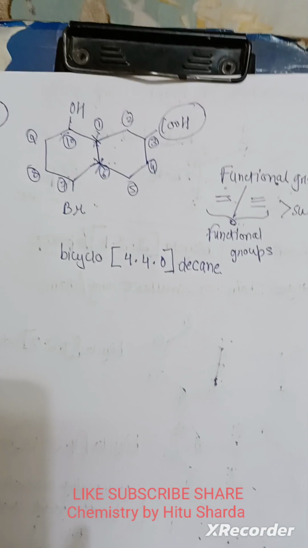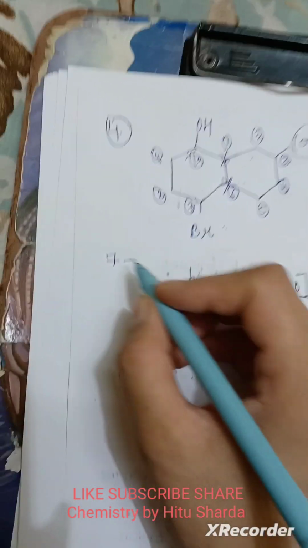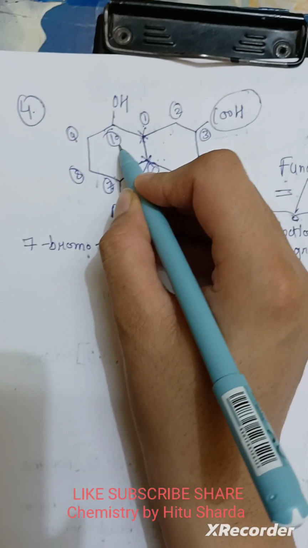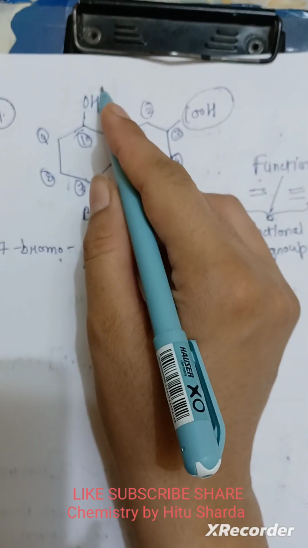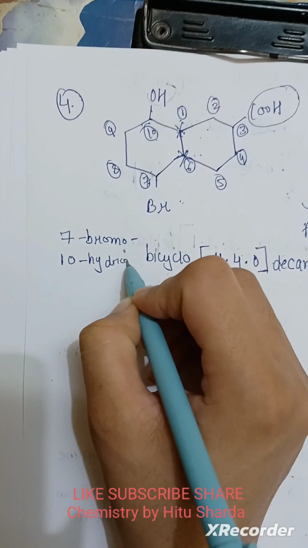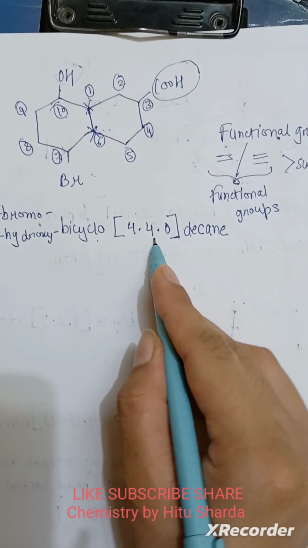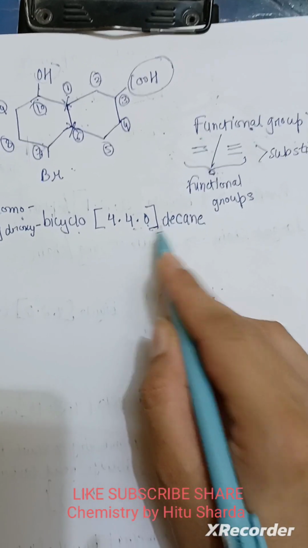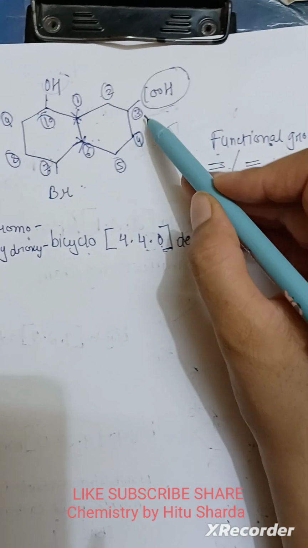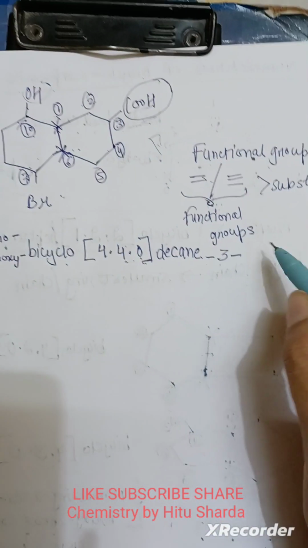So what will be our answer? That is 7-bromo, right? 7-bromo, and 10. What is the prefix for OH? That is hydroxy. So 10-hydroxy. Then bicyclo, square bracket 4.4.0 square bracket close, decane. And now what is the position of the functional group? That is 3, so 3, and then we will write carboxylic acid.